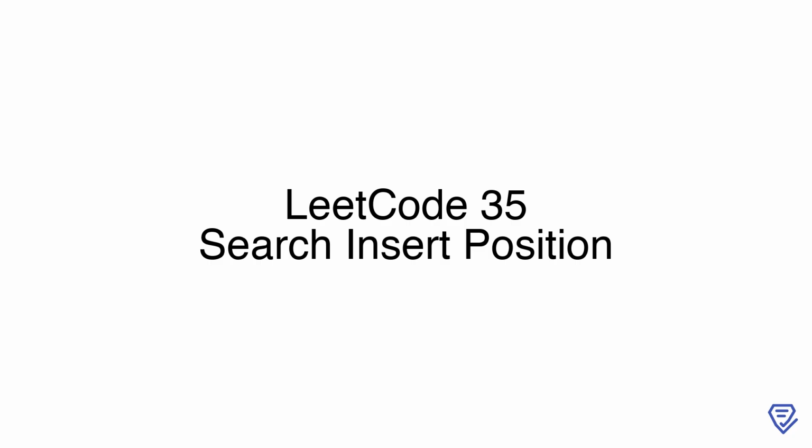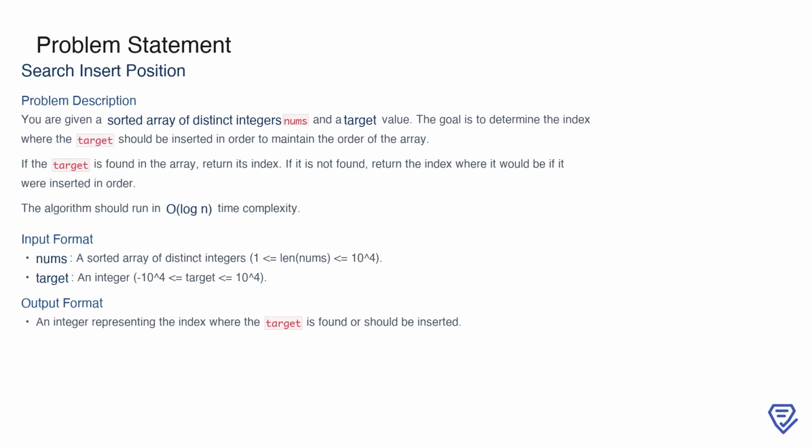Let's get started. In this problem, we are tasked with finding the position to insert a target value into a sorted array of distinct integers. The goal is to ensure that the array remains sorted after the insertion. If the target value already exists in the array, we simply return its current index. However, if it doesn't exist, we need to determine the index where it would fit while maintaining the sorted order.